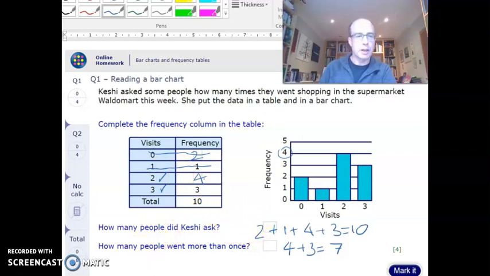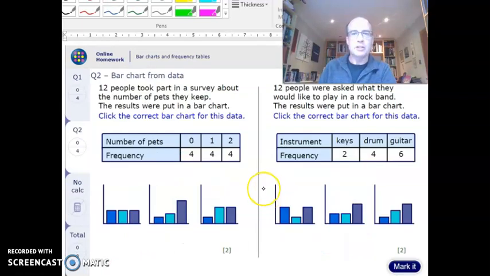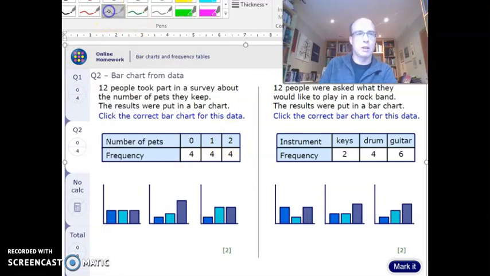Right, just going to pause there for a second. And the second question in the My Maths task looks a little bit like this. We've got a bunch of graphs down here, and this time we've got a survey. We've got 12 people, back to our pets, but this time the number of pets that they keep. So the categories: no pets, 1 pet, or 2 pets. So they've got their charts down here.